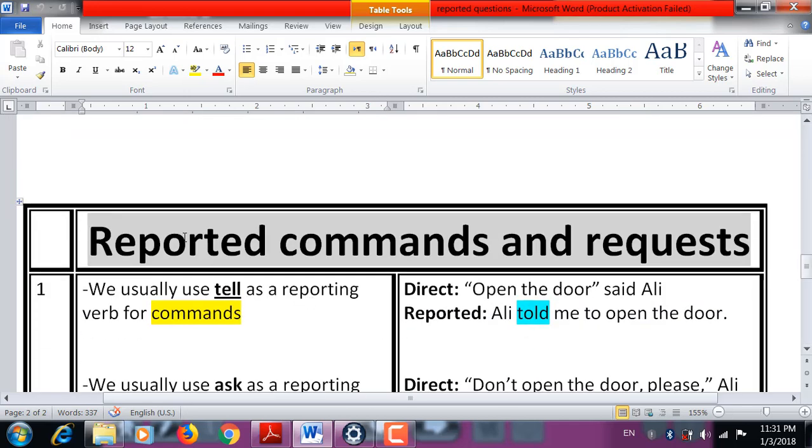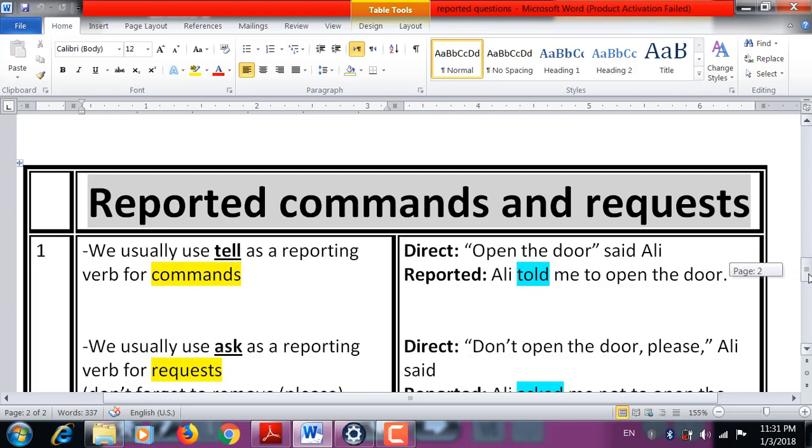Here we have how to report the command and the request. Command means an order, like when I tell you, open the door, stand up, turn on the AC. This is the command. I don't use please here. But when I say open the window, please, stand up, please, this is a request. So we always use please for requests. So they are similar.